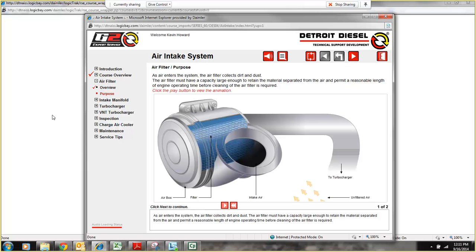Disconnect the air hose to the VNT actuator. Connect a regulated air supply to the VNT actuator fitting. Slowly adjust air pressure.